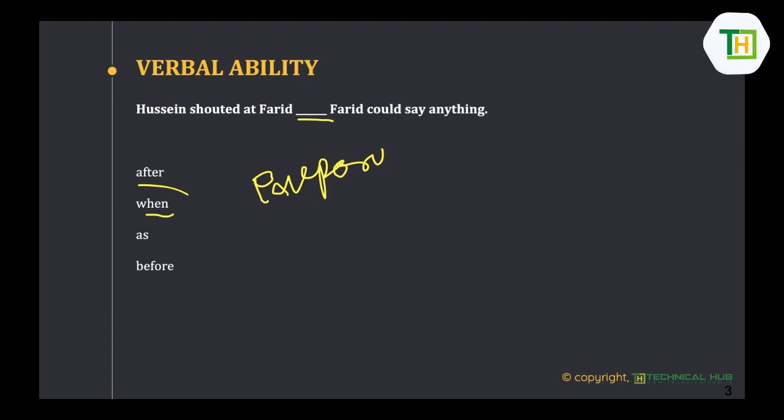Now, Hussein shouted at Farid after Farid shouted at Hussein, whatever it is. The work which is done when someone has done something, then we use after. Now, Hussein shouted at Farid as Farid also shouted at him, then as is correct. But what is the correct answer here? Before Farid could say anything. This is the right answer.